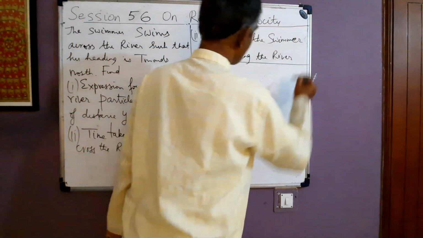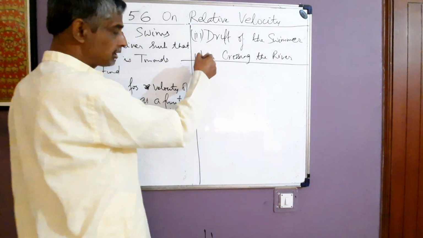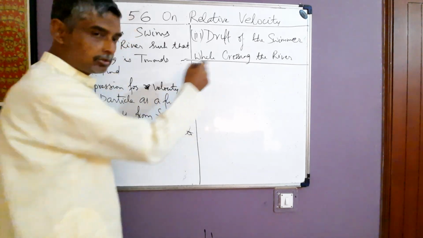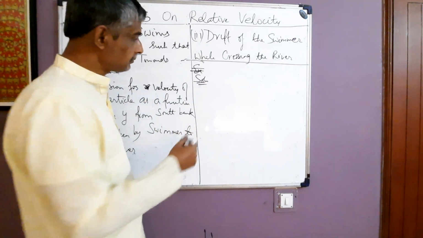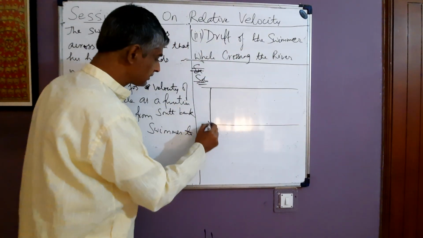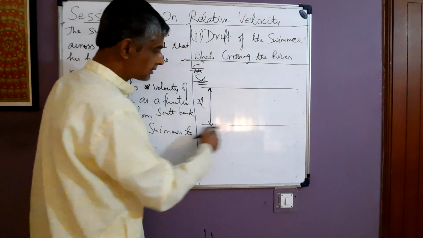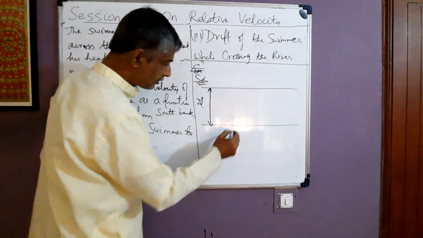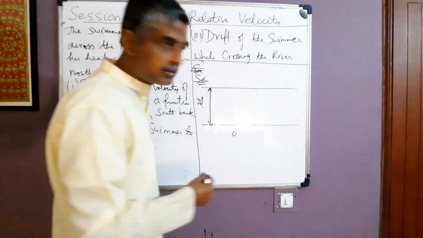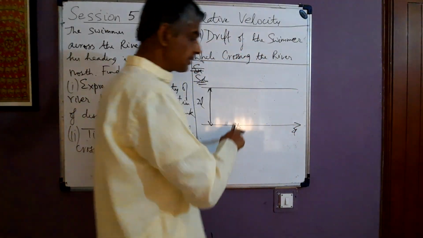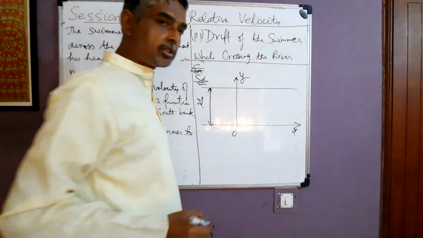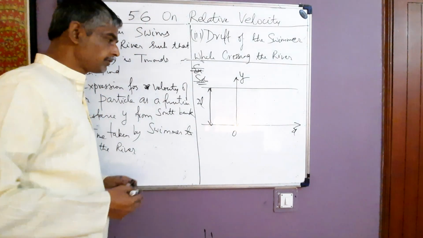Fine. To solve the problem, I draw the top view of the situation. So this is the river, top view of the river. 2L is the width of the river. This is the south bank, this is the northern bank. This is the point O on the south bank, the starting point of swimmer, taken to be the origin of the coordinate system. Positive x-axis is along eastward direction. Positive y-axis is along northern direction. Okay, fine.